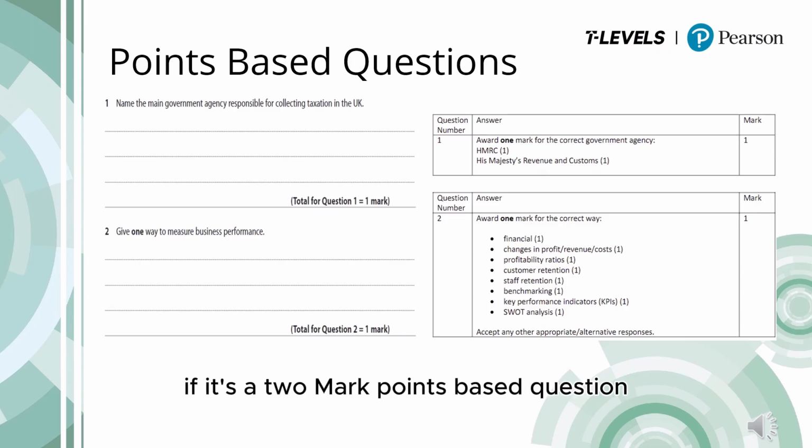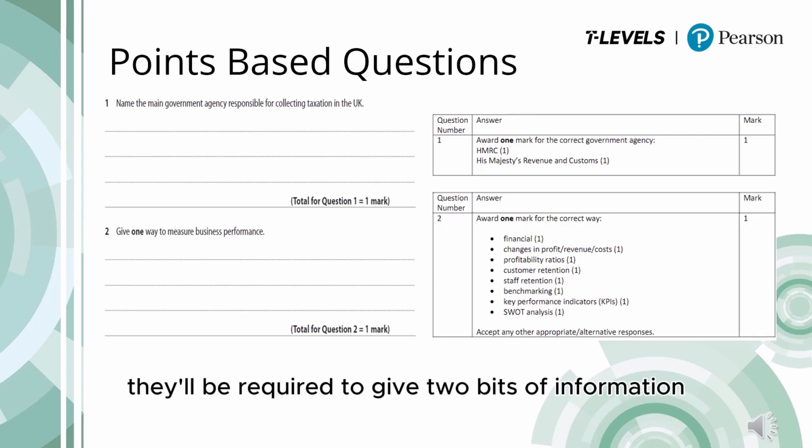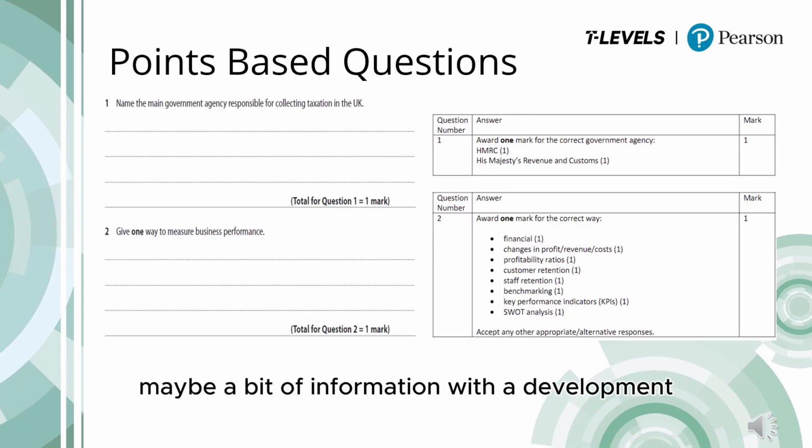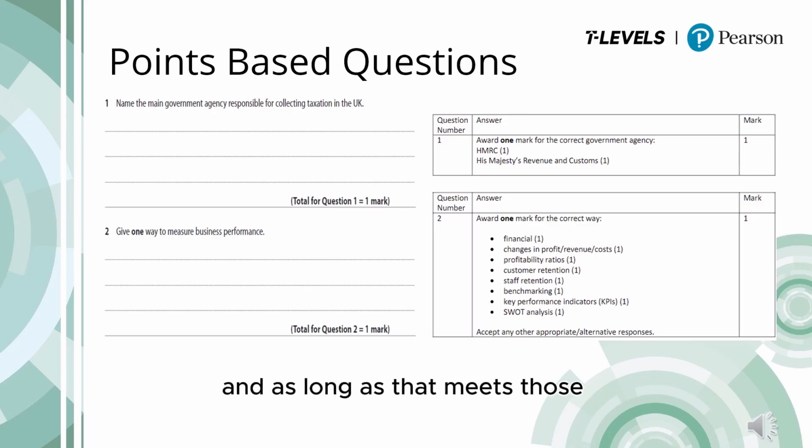As long as they're making one statement for this particular question, they will get 1 mark. And equally, if it's a 2 mark points-based question, they'll be required to give 2 bits of information or maybe a bit of information with the development. And as long as that meets the criteria within the mark scheme, they'll be awarded those marks.